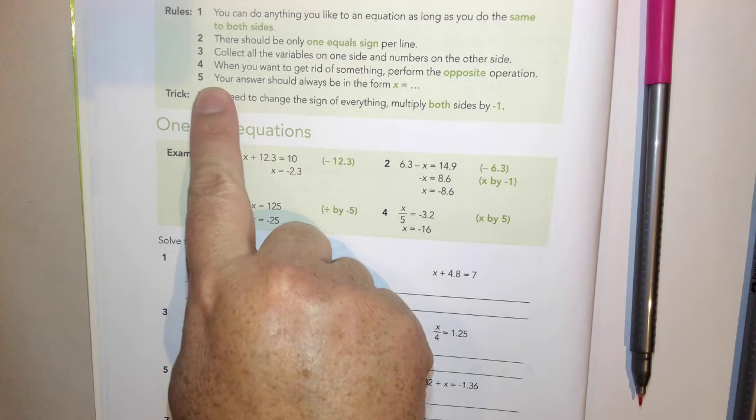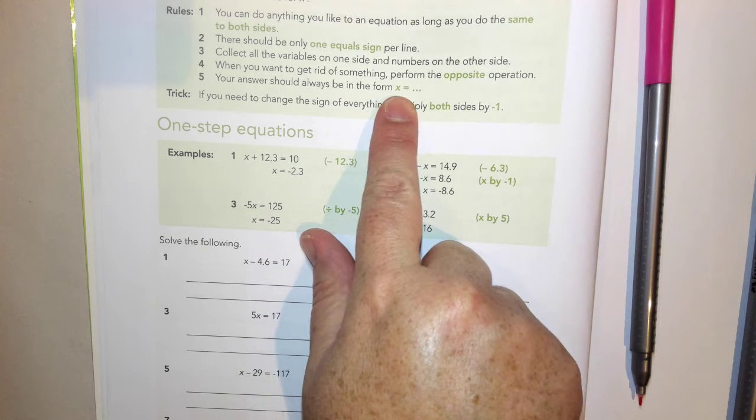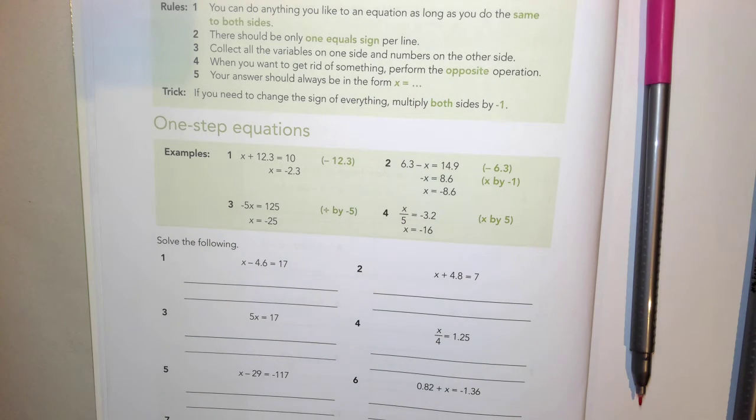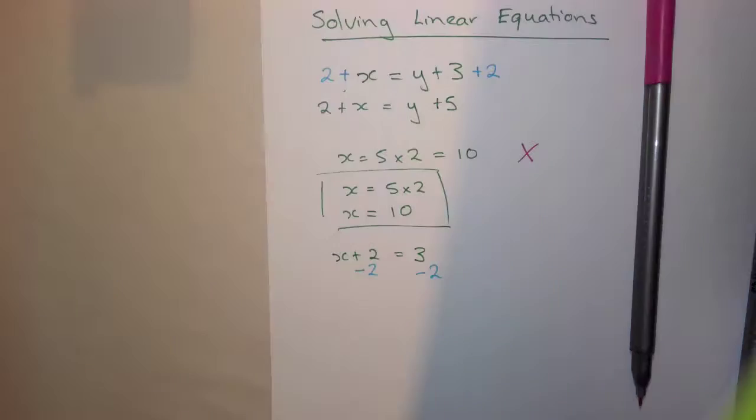And lastly, rule number 5, your answer should always be in the form x equals a number. Okay, so let's have a look at a couple of examples now.